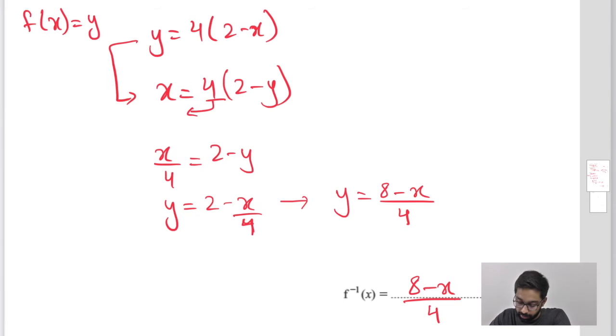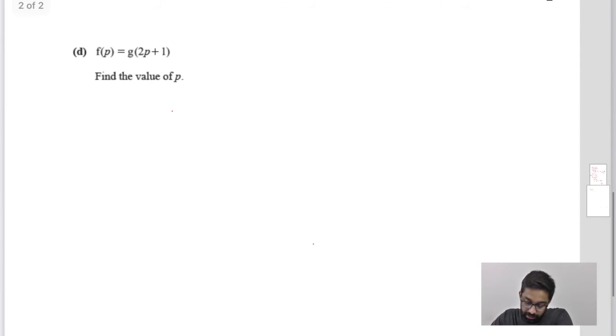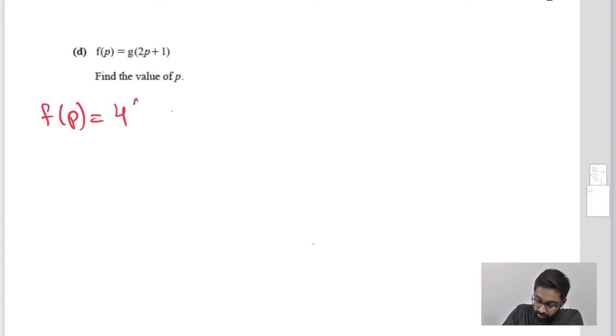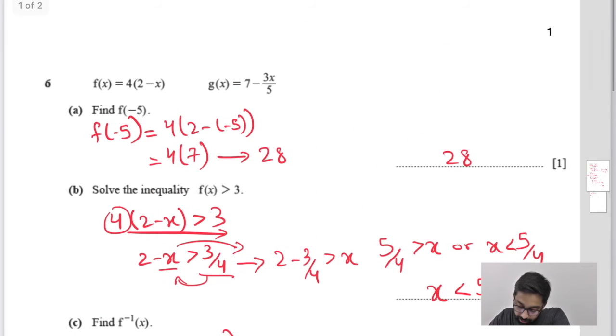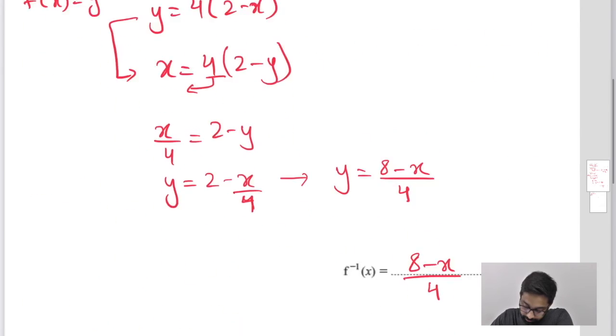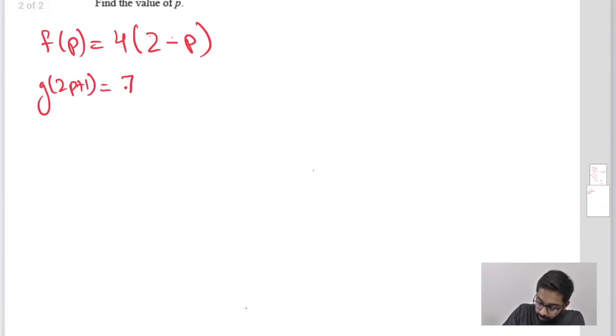Now we come to the fourth part of the question. The fourth part says f(p) equals g(2p plus 1). Okay, first, how to write f(p)? The function f(p) can be written as 4 times (2 minus p) instead of x. And g(2p plus 1) can be written as, let's look at what the function is, (7 minus 3x) over 5. So you have 7 minus 3 times (2p plus 1) over 5.